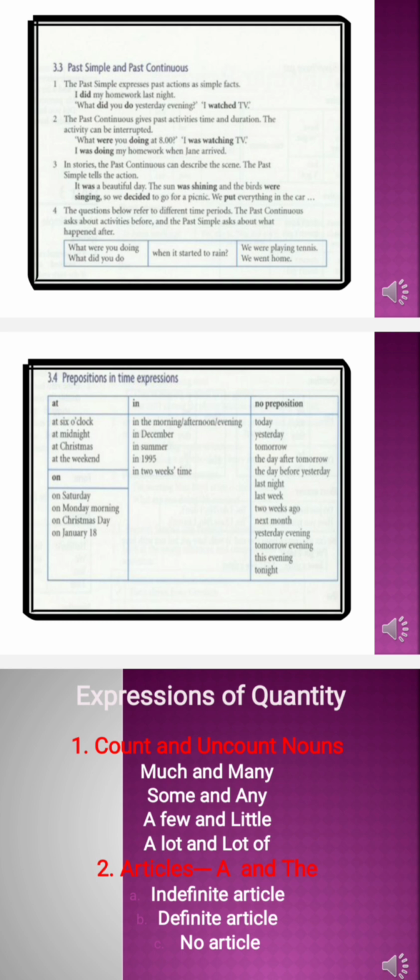Today, yesterday, tomorrow, the day after tomorrow, the day before yesterday, last night, last week, 2 weeks ago, next month, yesterday evening, tomorrow evening, this evening, tonight.